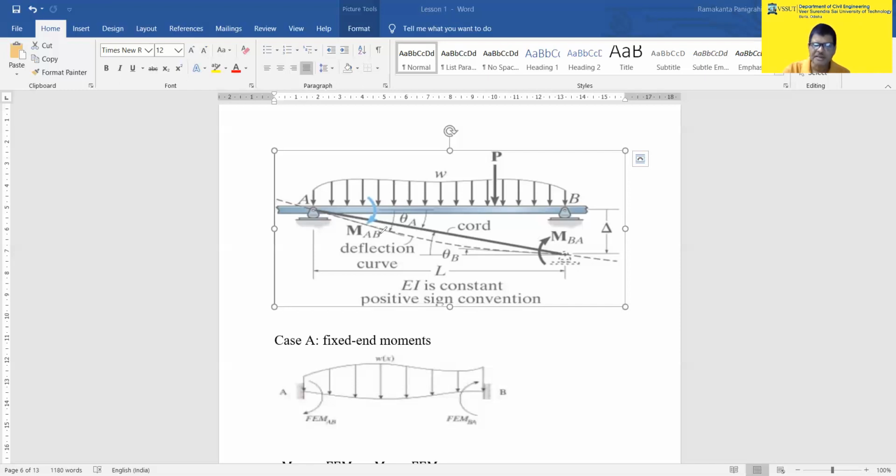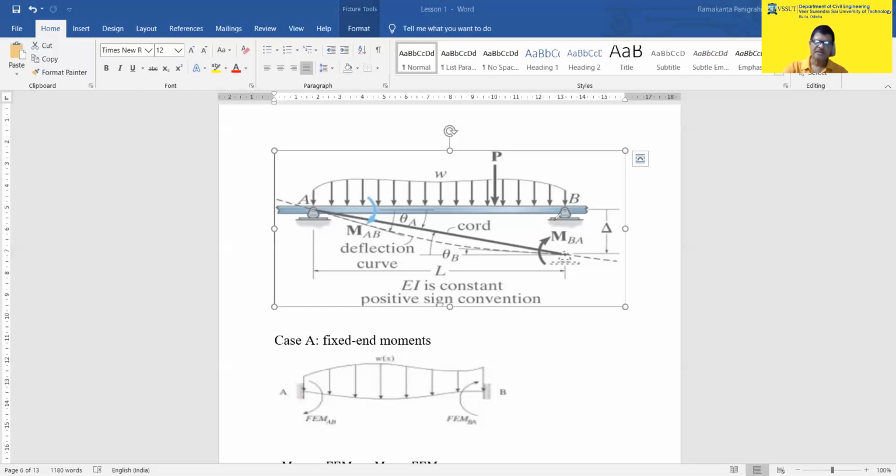It is going clockwise. Here theta B is also going clockwise. Okay, it is measured from this to this deflection curve. So these are all clockwise rotations are positive, downward deflection is positive. So that is the sign convention for all the problems we'll consider in this chapter for slope deflection calculations.